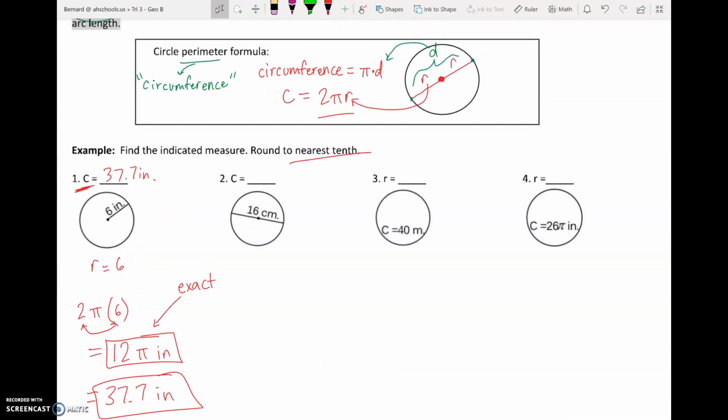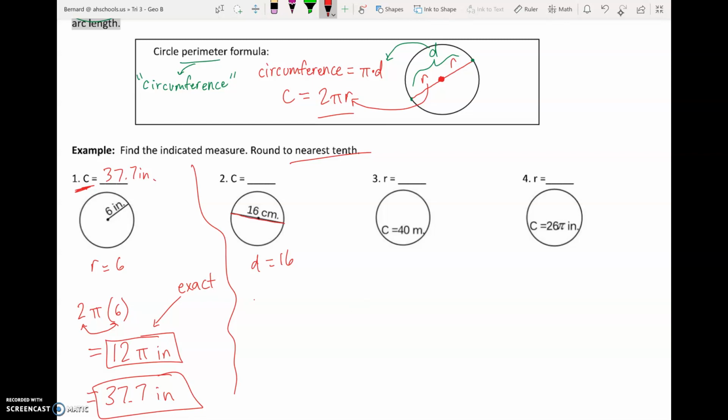So for number 2, they've given us a diameter, right? This line goes all the way across the circle through the center. So this time d equals 16. And so our circumference formula can work with d, but then it's just pi times diameter. We don't have the 2 in there.